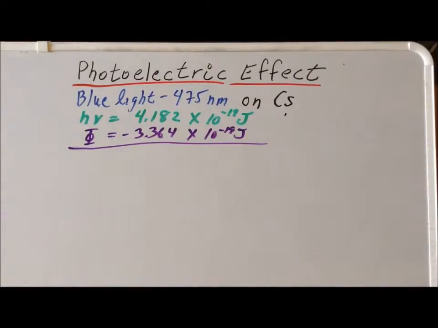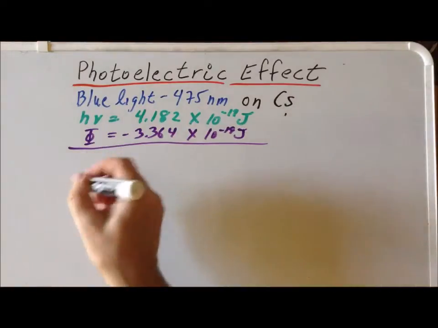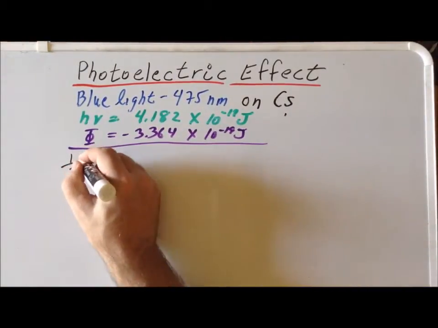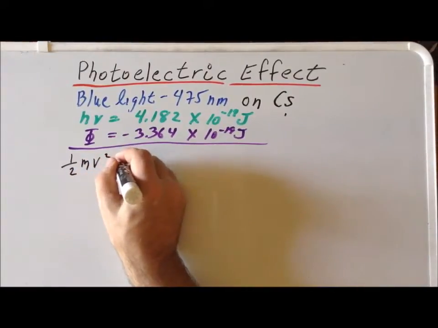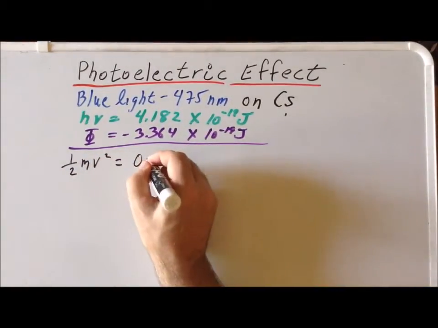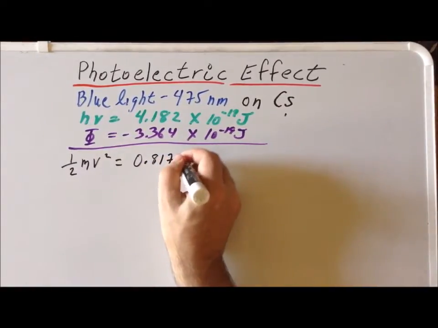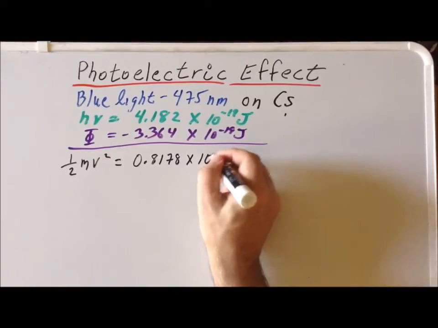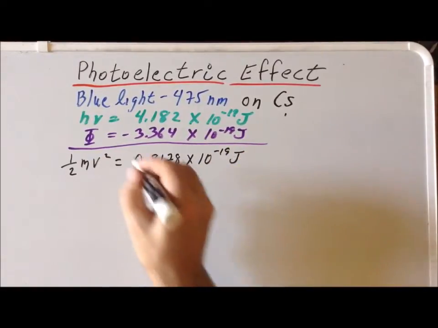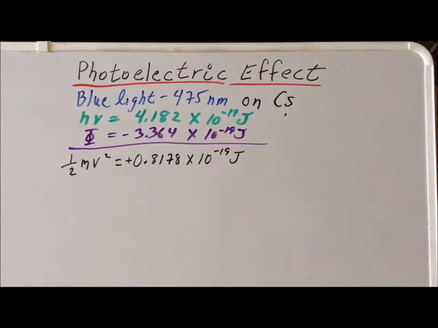So now we proceed to subtract the work function from the energy of the individual photon. And this particular difference is actually going to give us the kinetic energy of the ejected electrons. And we notice this is a value of 0.8178 times 10 to the minus 19 joules. And we notice this is a positive value. If we do this calculation and we determine that the kinetic energy is negative, that doesn't mean we have an electron with negative kinetic energy. It means that no electrons are going to be ejected at all.